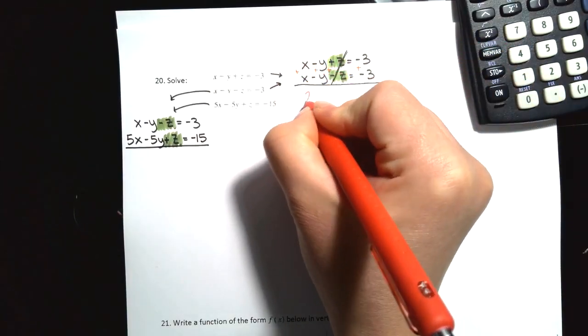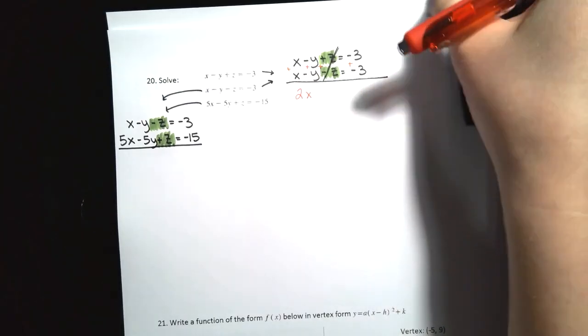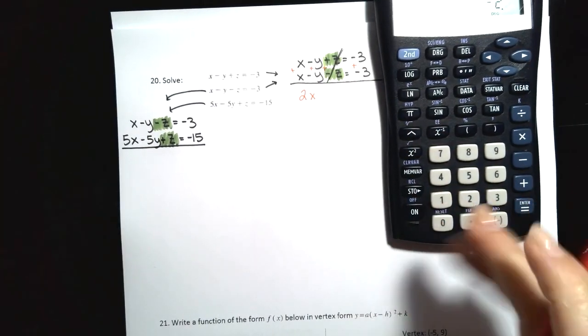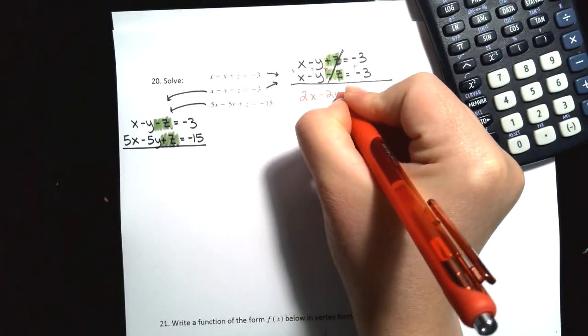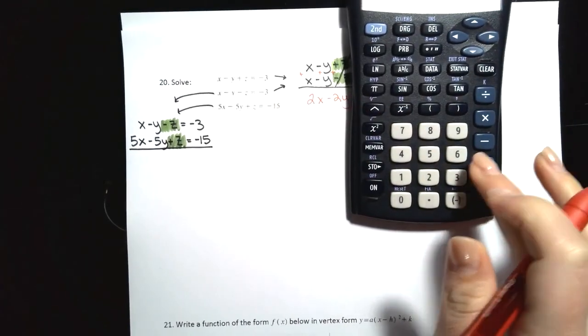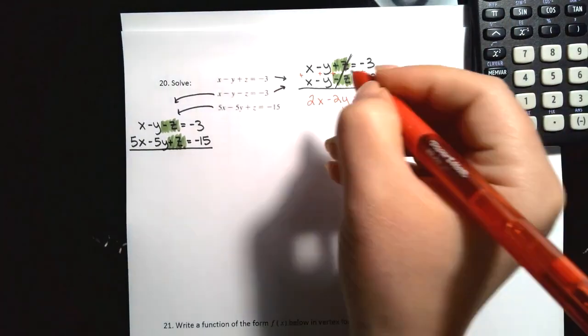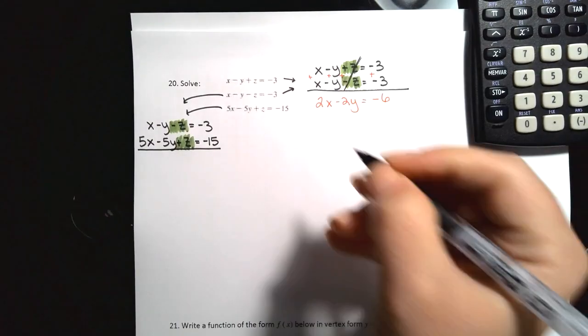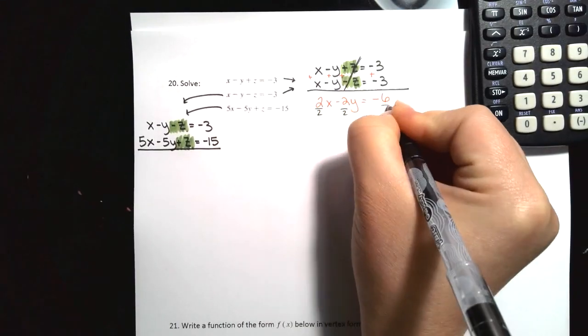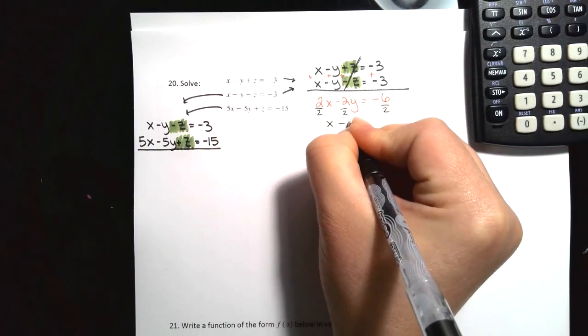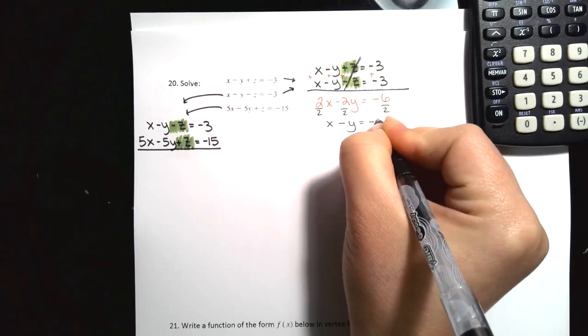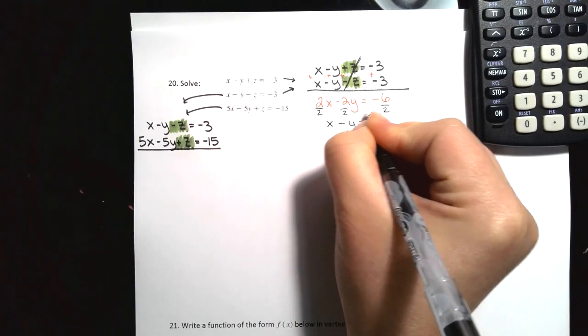One plus 1 is 2. Negative 1 plus a negative 1 is a negative 2. Negative 3 plus a negative 3 is a negative 6. Simplify if you can. So I'm going to be dividing by 2. We get x minus y is equal to negative 3. Thinking bubble.